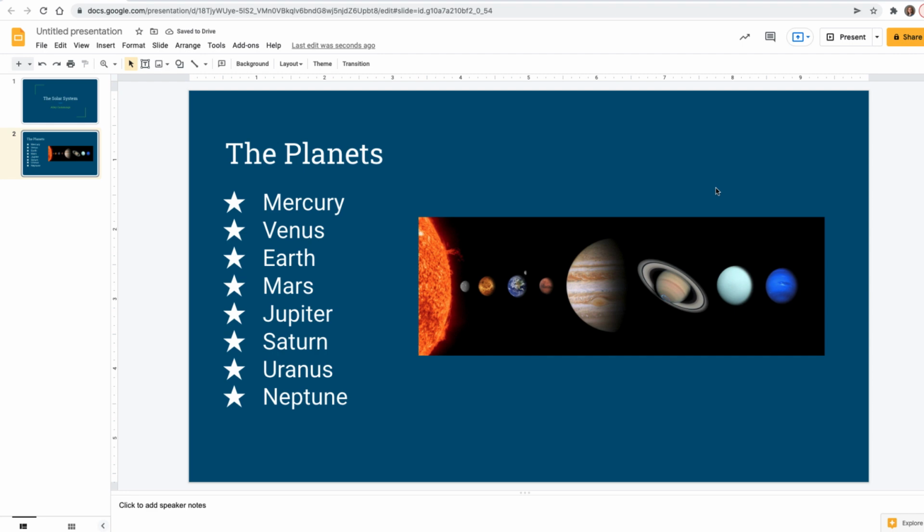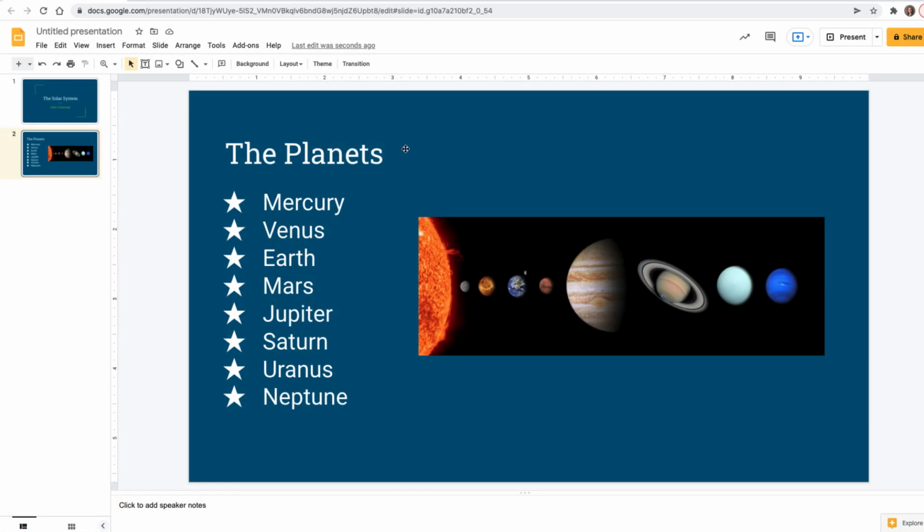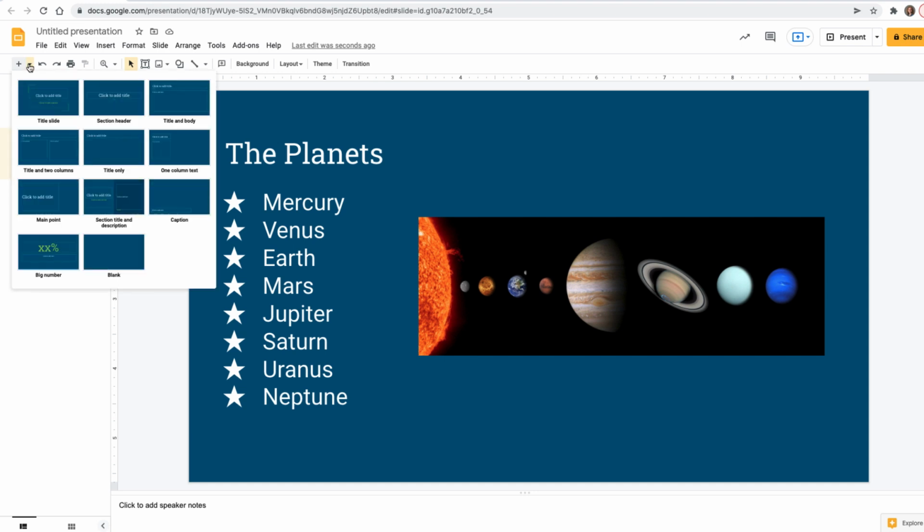Everything's adjusted the way we want it, so our second slide is finished. We'll move on to the third slide now. This slide will be about the Earth. To add the slide, follow the same steps we did to insert the last slide, but select a different style of slide. I'm going to use the one-column text slide.